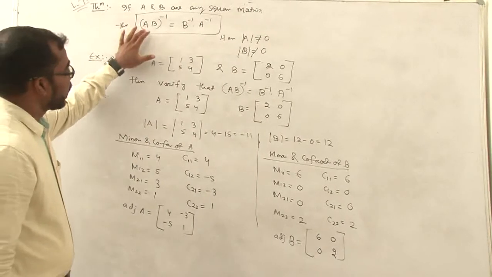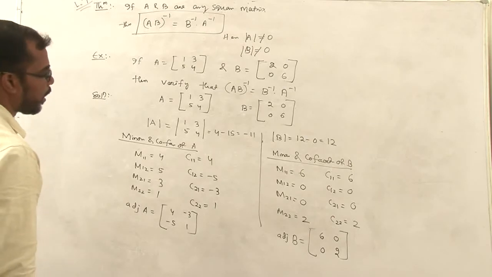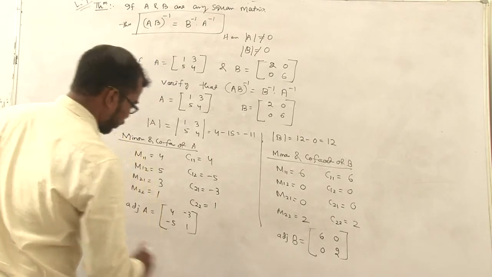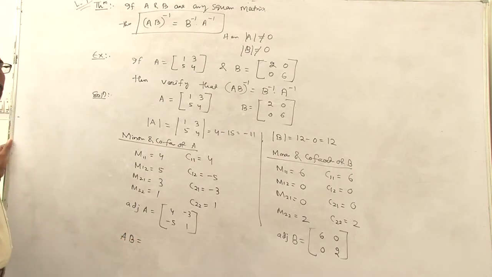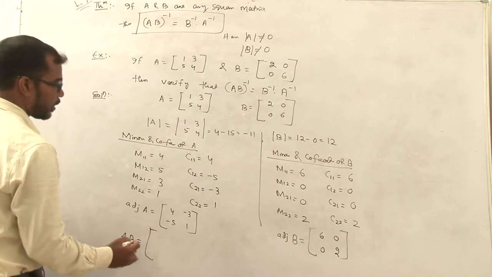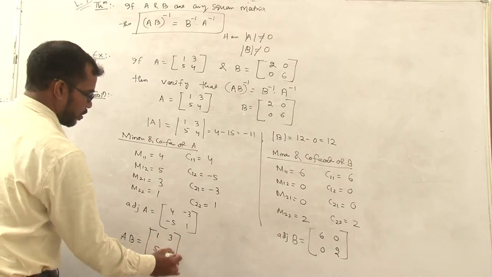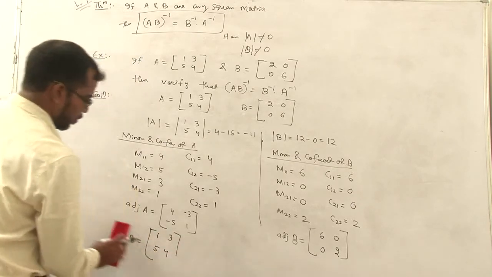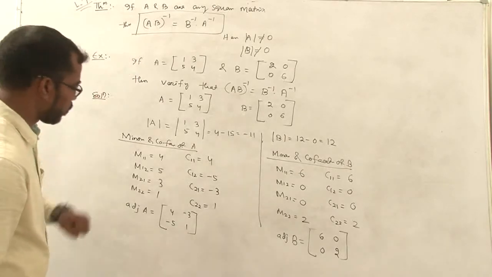Then in case of AB, first we have to find AB. So first we have to evaluate A into B. So first we write determinant of A is 1. So matrix of A is 1, 3, 5, 4. Now first you can evaluate inverse of A, inverse of B.